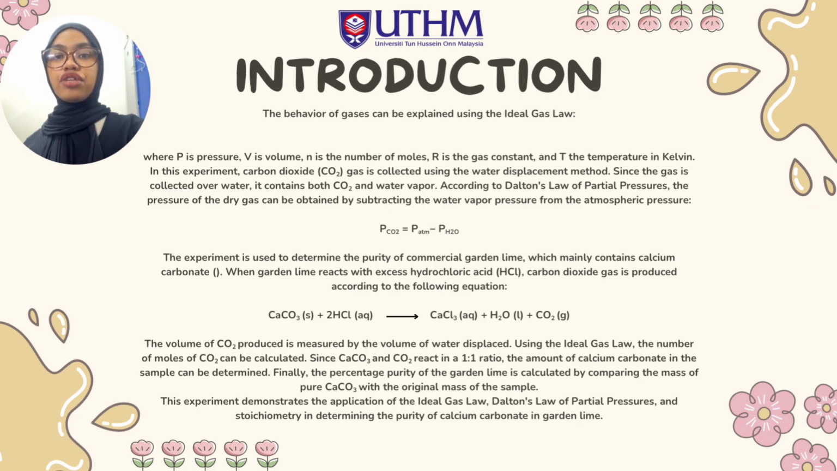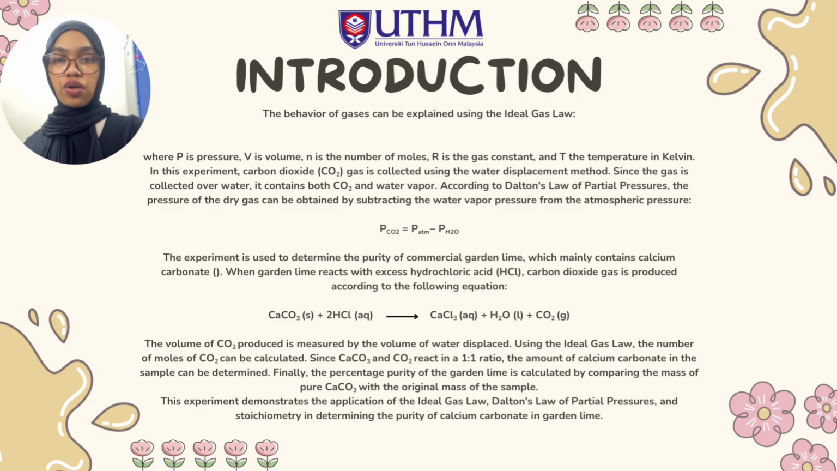When garden lime reacts with excess hydrochloric acid, HCl, carbon dioxide gas is produced according to the following equation: CaCO3 (s) plus 2HCl (aq) turns to CaCl2 (aq) plus H2O (l) plus CO2 (g). The volume of CO2 produced is measured by the volume of water displaced.